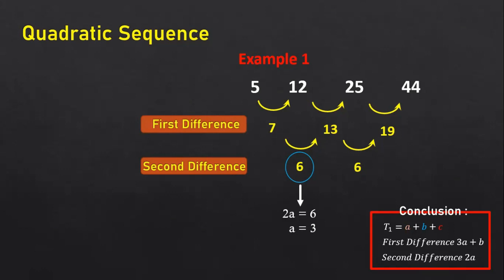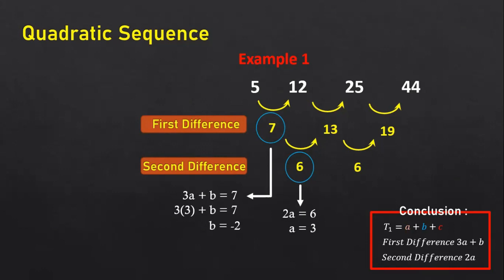Next, now we go to the first difference. Yes, the first difference is 7. Based on the conclusion, the first difference is 3A plus B. Means 3A plus B equals 7. Students, we can insert A equals 3 into this equation. So we got 3 times 3 plus B equals 7, and we got B equals minus 2.